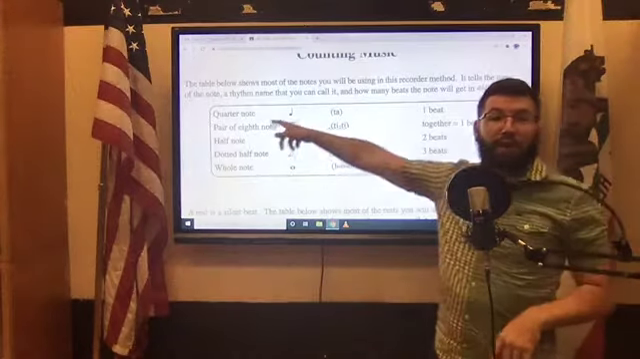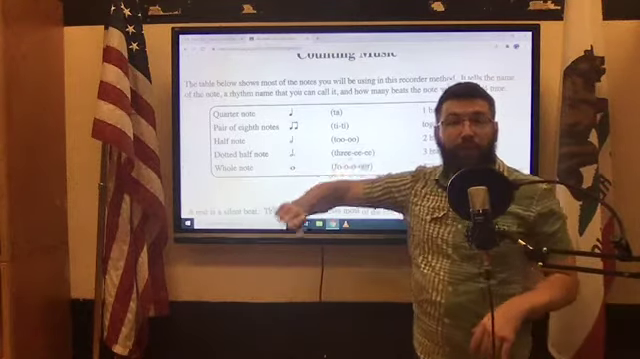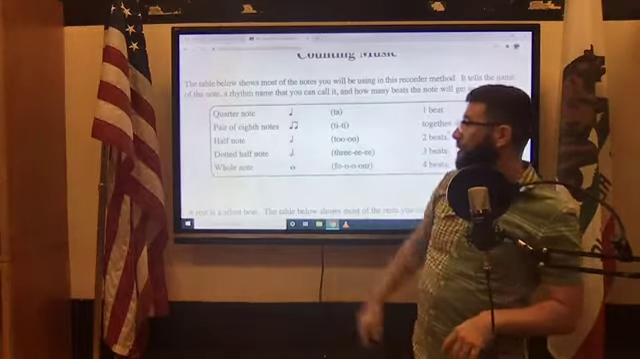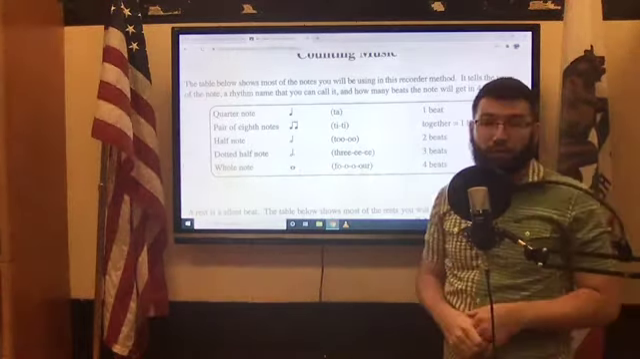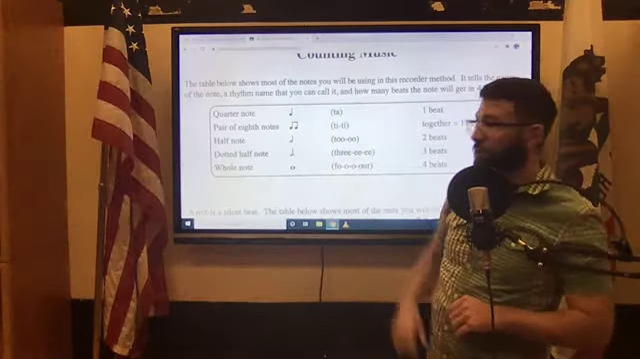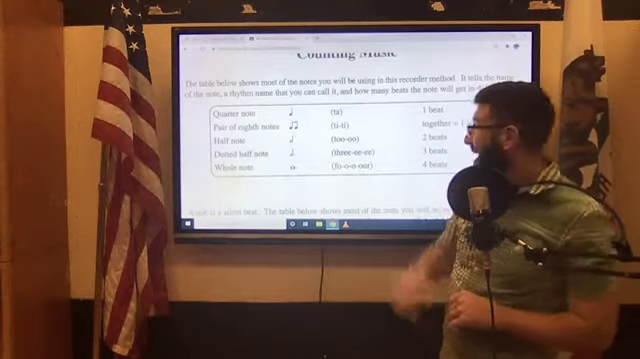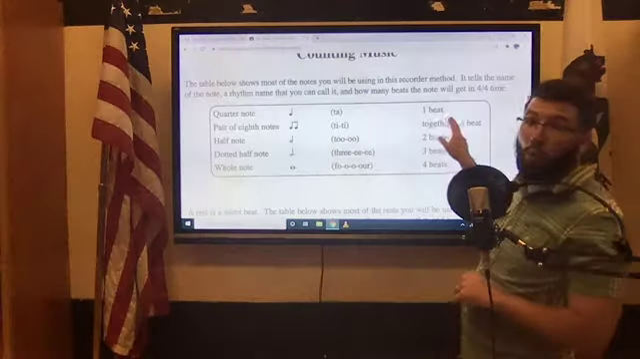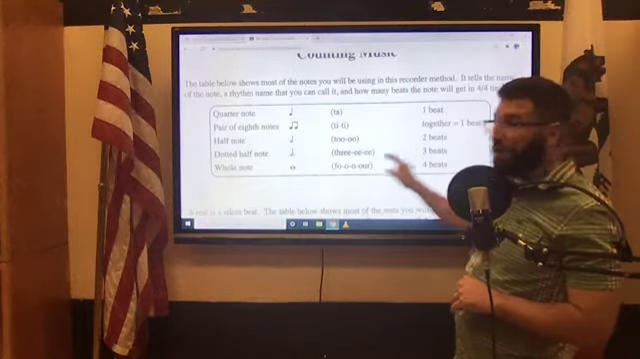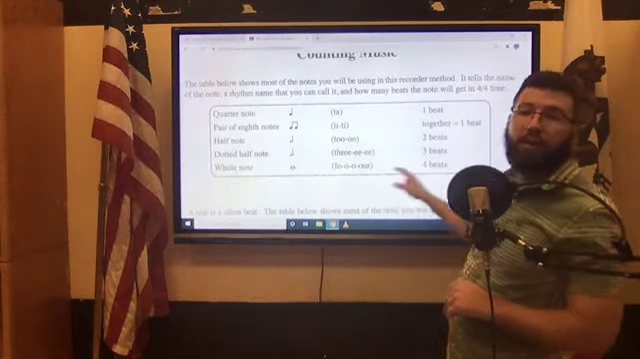Okay, we have different types of notes. The three we're going to focus on right now are quarter note, half note, whole note. Those are the only three we'll worry about right now, because much later on in the book, that's when we actually start using eighth notes and dotted half notes. Okay, quarter notes get 1 beat, half notes get 2 beats, whole notes get 4 beats.